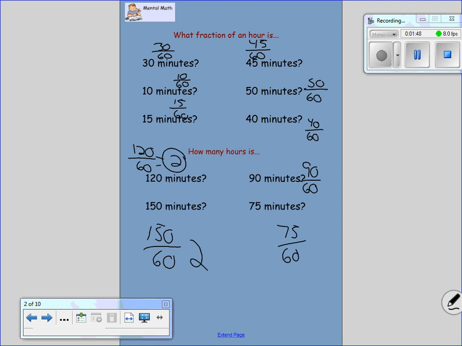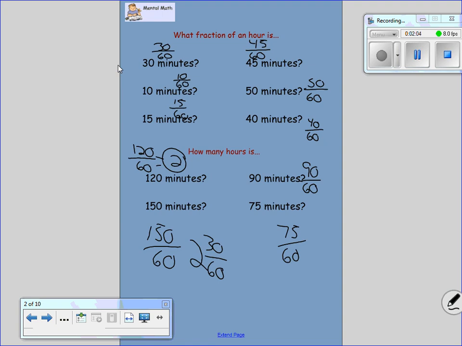150, 60 goes into 150 twice. But what is the remainder? Well, if 2 60s equals 120, 150 minus 120 would be 30 over 60. So does this make sense? 150 minutes, how many hours would that be? That'd be 2 hours and 30 minutes.